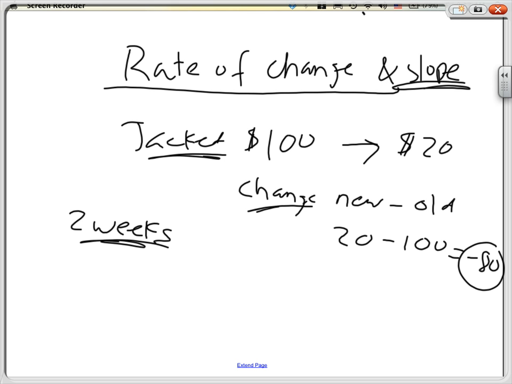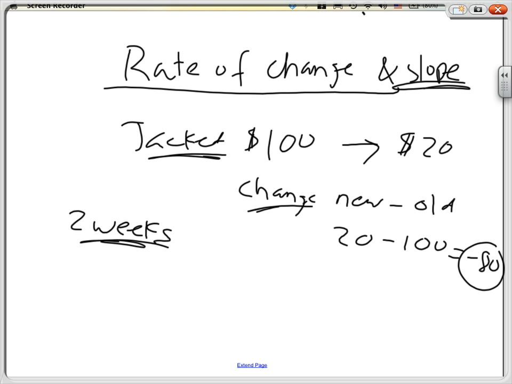I don't just ask you what is the change in price. I ask you, how fast is it dropping over the period of 2 weeks? The price is actually decreasing, as you can see. But for a period of 2 weeks, what is that rate of change? So now we have to figure out, okay, how do we do this? How do we find the rate of change of the price over the period of 2 weeks?